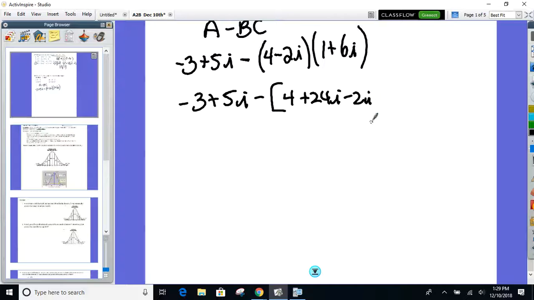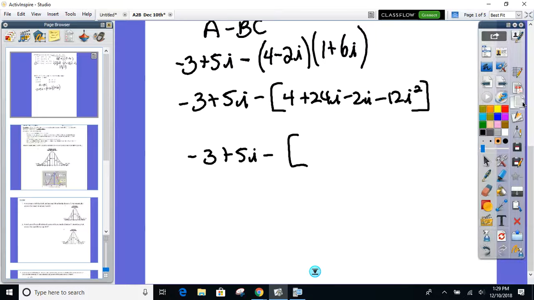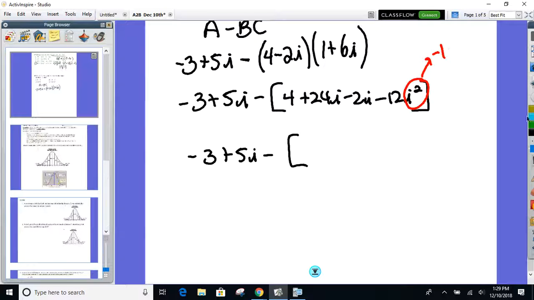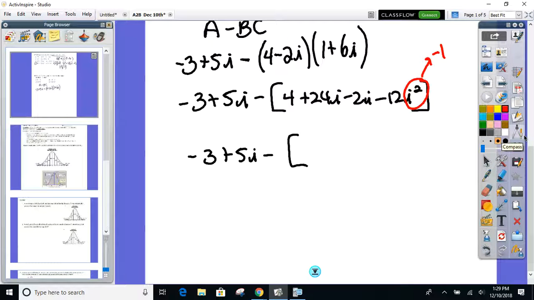And then, what do you got here? Minus 12i squared. What? I squared is negative 1, so help me clean this inside the brackets up here. Help me clean this beast up. Okay, again, we just heard it. What's i squared again? Negative 1. So that will give me what here? This whole thing will turn into what?